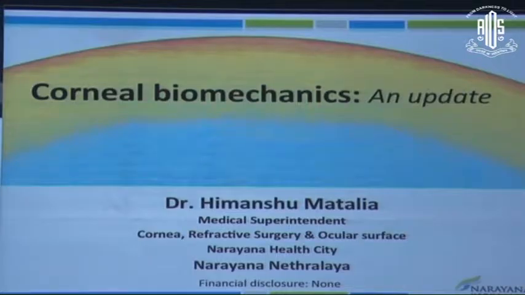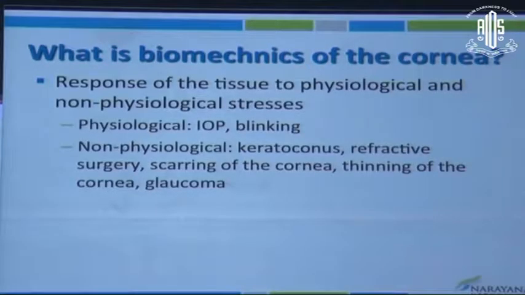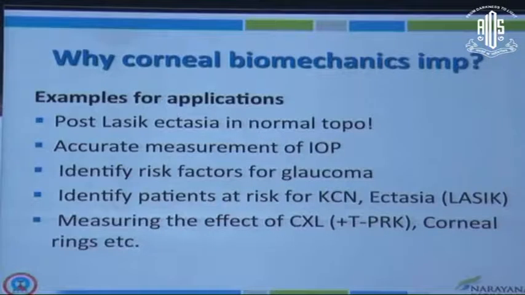So I'm the last man standing here talking about corneal biomechanics. Sounds like a boring topic, but it's quite important, as they said. What do you mean by corneal biomechanics? Well, corneal biomechanics means whatever the external physiological or non-physiological stress does to the cornea. Now, what do you mean by physiological stress? Physiological stress means intraocular pressure, your lid blinking, and non-physiological stress like keratoconus, refractive surgery, cataract surgery, thin cornea, scarred cornea, glaucoma, etc. So why are these things clinically important?